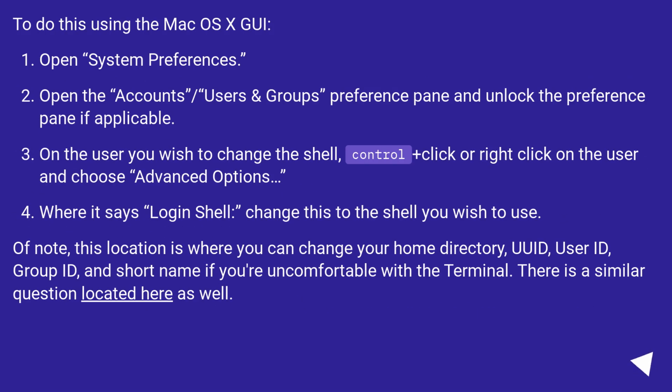To do this using the Mac OS X GUI, open System Preferences. Open the Accounts, Users & Groups preference pane and unlock the preference pane if applicable. On the user you wish to change the shell for, Ctrl+click or right-click on the user and choose Advanced Options. Where it says Login Shell, change this to the shell you wish to use.